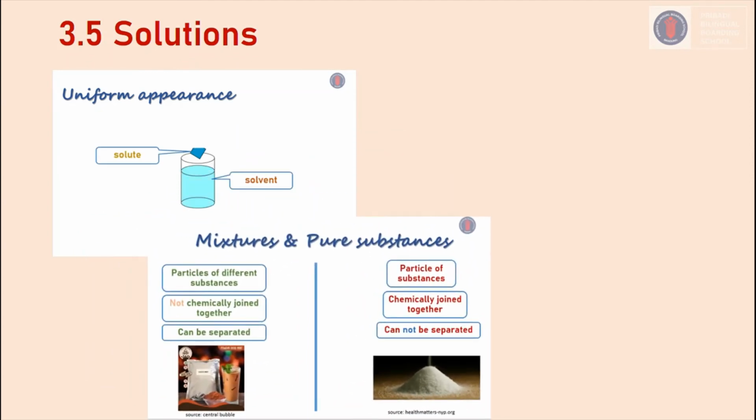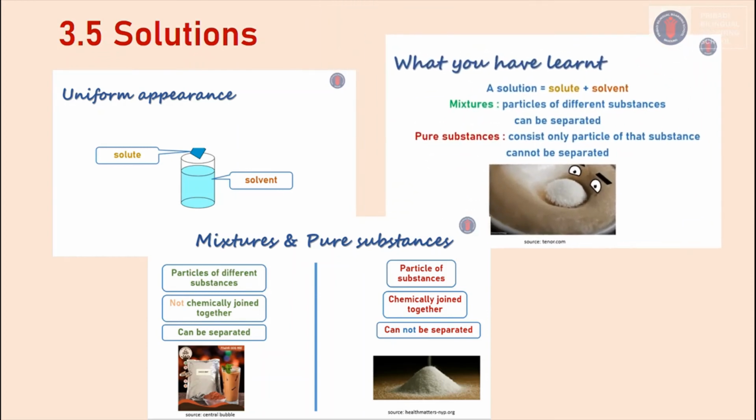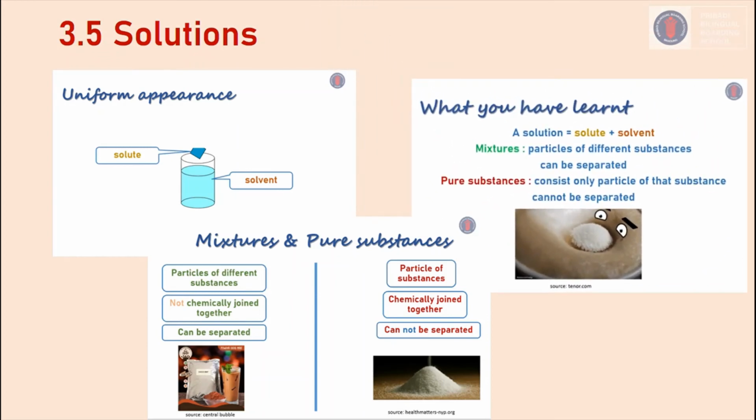And we also learned about the difference between a mixture and a pure substance. The particles of different substances go into a mixture, while a pure substance has only one kind of particle. In a mixture, they are not chemically joined, so it can be separated. In a pure substance, they are chemically joined together, so it cannot be separated again. You learned that a solution is made of solute and solvent, while a mixture has particles of different substances, which can be separated. A pure substance consists of only one kind of particle and cannot be separated.